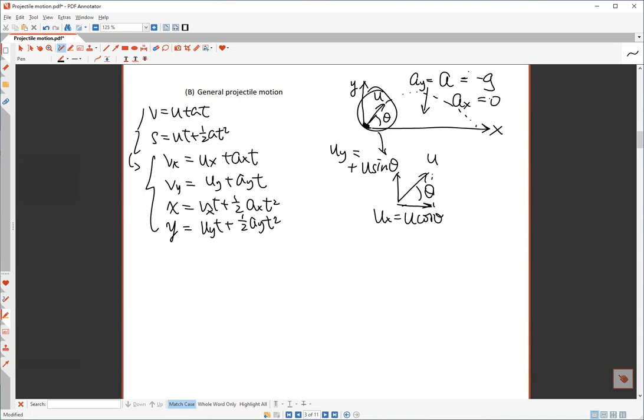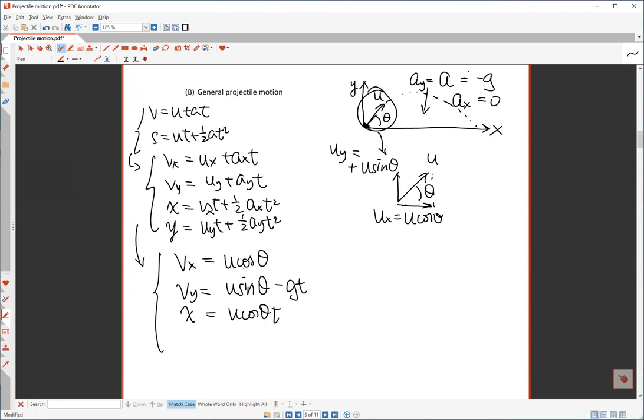Then what we are going to do is just substitute ux, uy, ax, ay into these four equations. Have a look by yourself. After this lesson, you need to know how to write down these four equations by yourself.